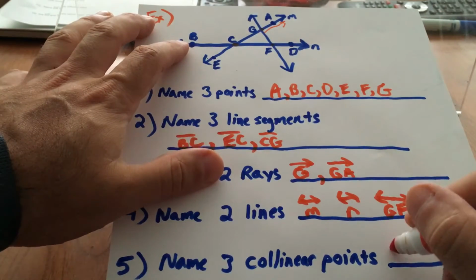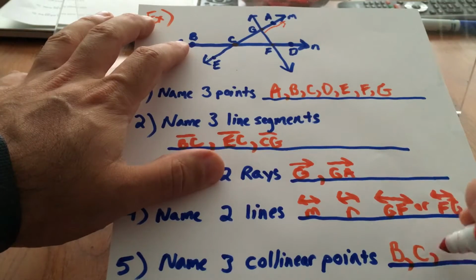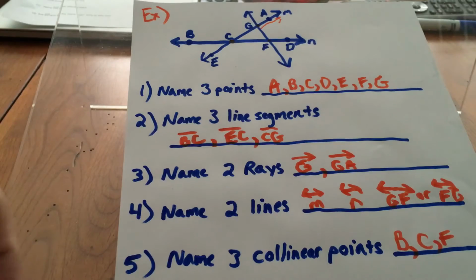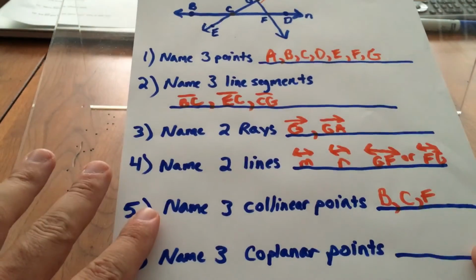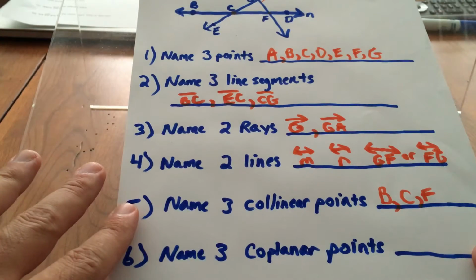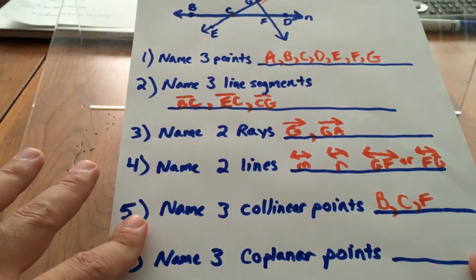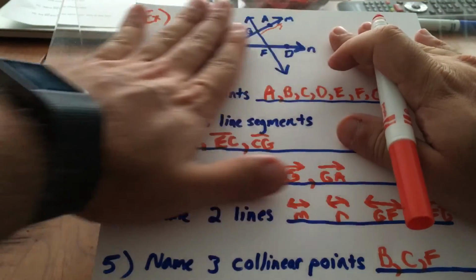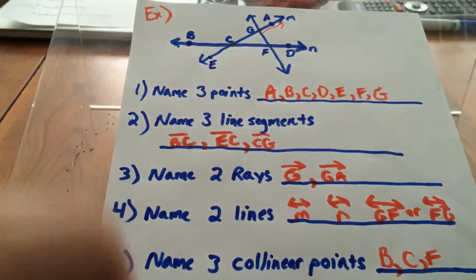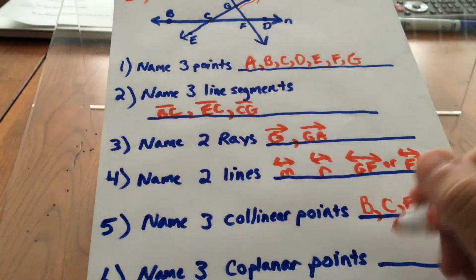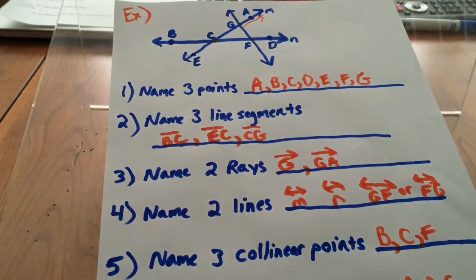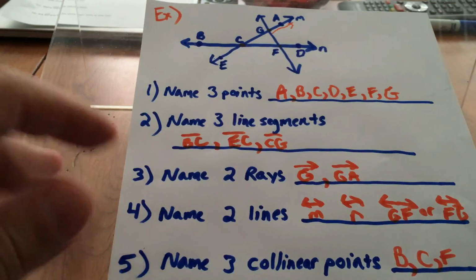So any 3 of those points would work. I'll just pick the first line. You can say B, C, F. All right? B, C, F, those 3 points lie on the same line. But you can pick any of those ones that I showed you before. And then finally, name any 3 coplanar points. So coplanar, remember, means lying on the same plane. Notice this whole symbol is lying on the plane of the paper. So any point that you can pick off of there is going to work. So you can just say A, B, C. But any of those points that are up there will work for that example.